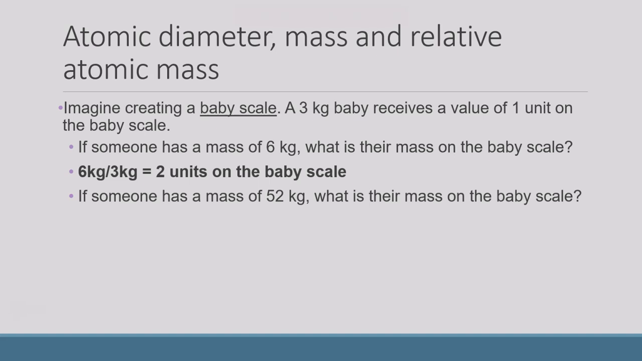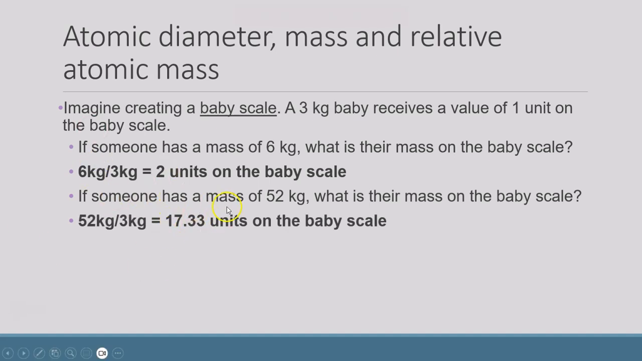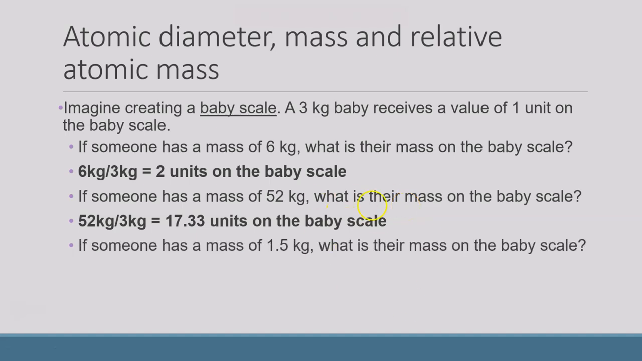Again, now we need to say 52 kilograms divided by 3 kilograms, and that gives us 17.33 units on the baby scale. So you can see that using a scale like this gives us a relative mass. If the mass of one baby is 1 unit, then something that has a mass of 2 units on the baby scale is the same as the mass of 2 babies, and something that has 17.33 units on the baby scale has the same mass as 17.33 babies.